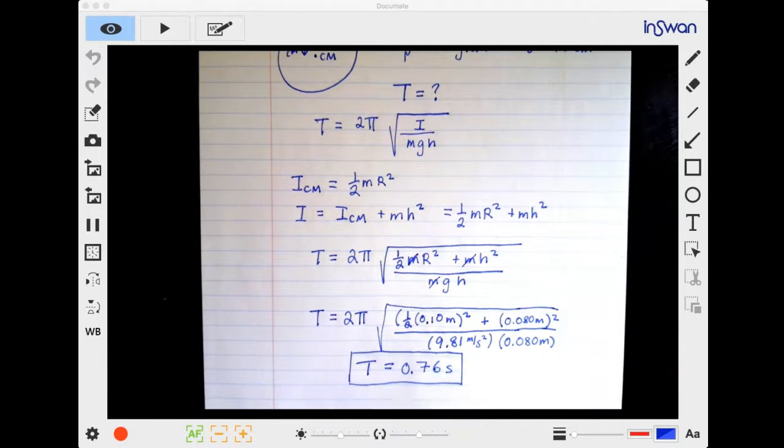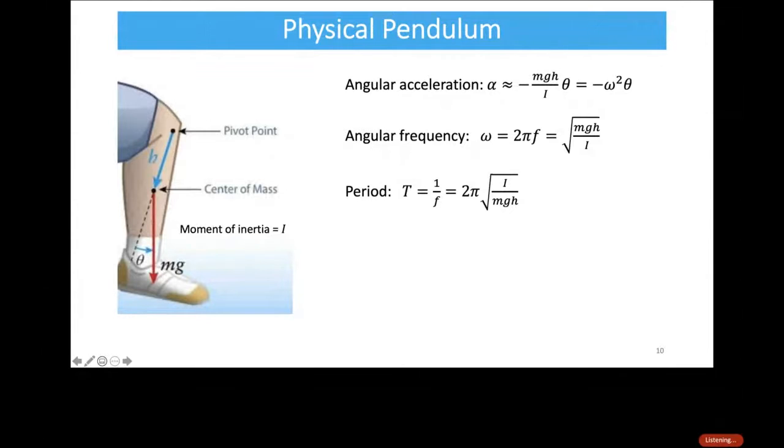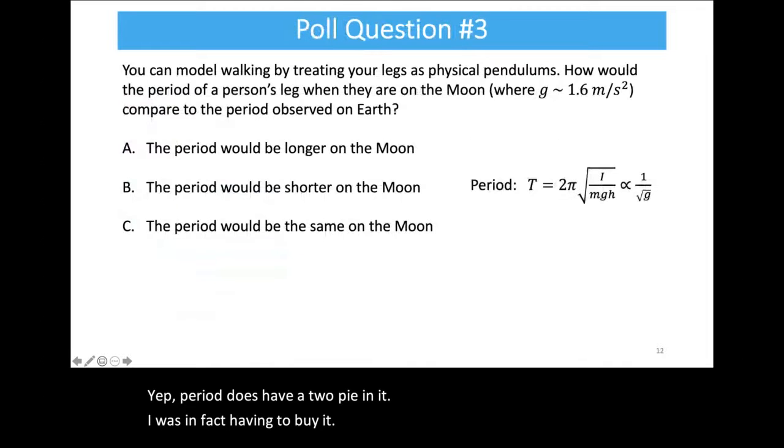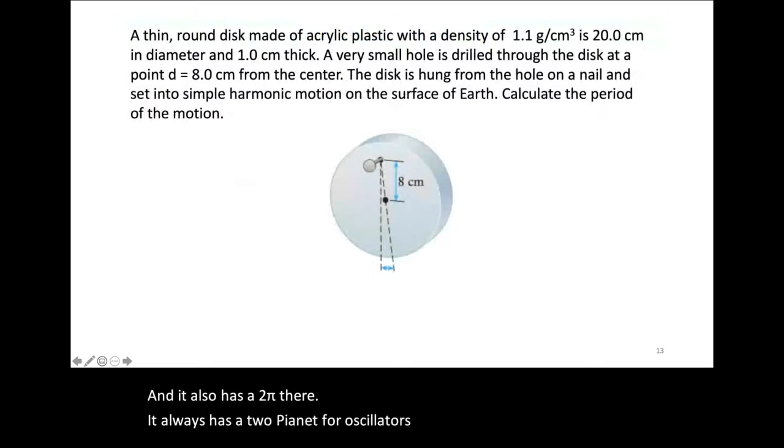I'm pretty sure the period formula did include the 2 pi. Let's go back and have a look at it. It should have, unless I made a typo, which is possible. Yep, the period does have a 2 pi in it. Okay. It does in fact have a 2 pi in it, and it also has a 2 pi there. It always has a 2 pi in it for oscillators like this.